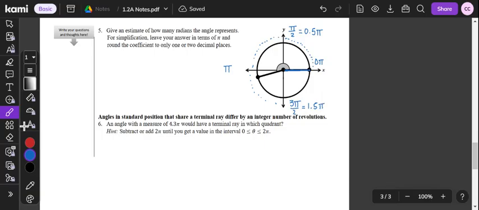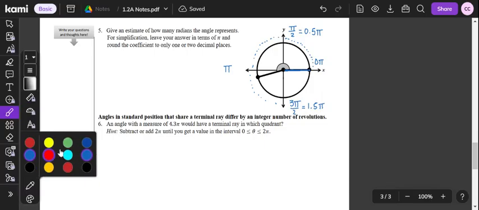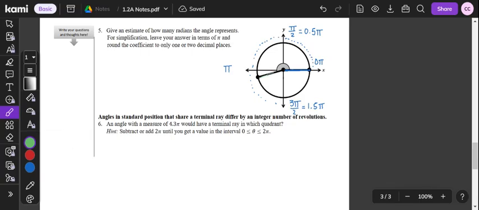And my angle is in between this point here and this point here. That means my estimate must be in between 1 pi and 1.5 pi. And you can see it's definitely way closer to 1 than it is to 1.5. So whatever estimate you're thinking, maybe pause the video and write down a guess. I will give my estimate in 3, 2, 1.